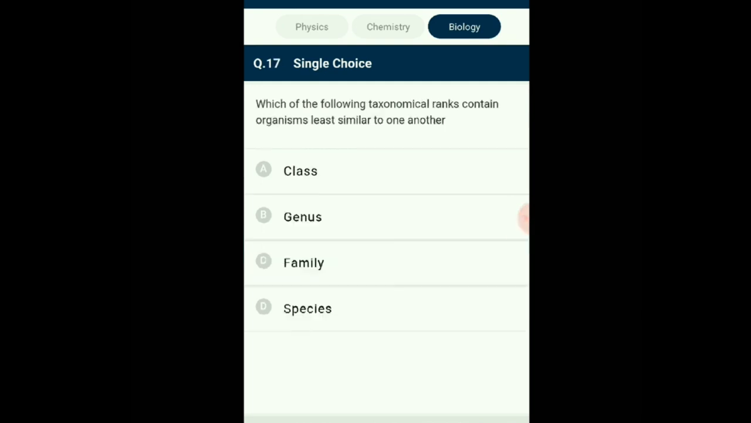Question number 17. Which of the four taxonomical ranks contain organisms least similar to one another? The closely related orders are grouped into class, the taxonomical rank in the classification which has the least similar organisms to one another. So the answer is option A, class.